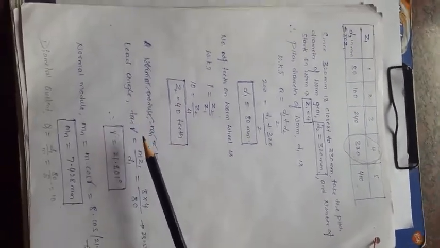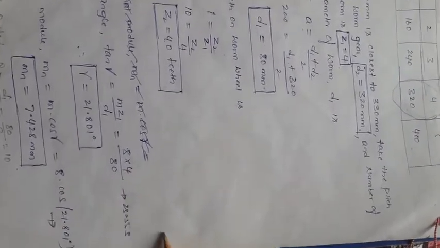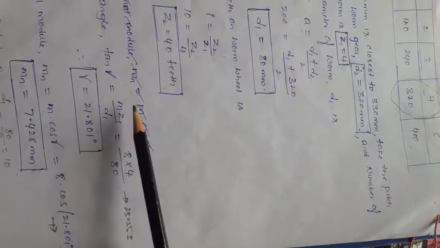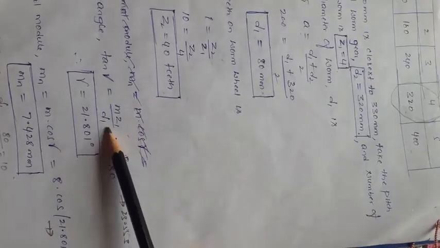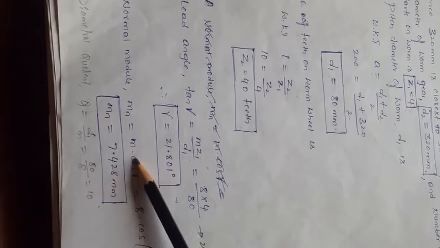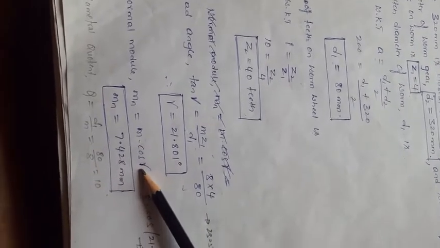Then we know the lead angle, tan gamma, is equal to, from the equation 23.553, m z1 divided by d1. m we already calculated, z1 we also know, d1 we also know. We substitute, and we will get the lead angle as 21.801 degrees. The normal module, as you know, is equal to module times cos gamma, right? Then substitute, you will get the normal module as 7.428 mm.